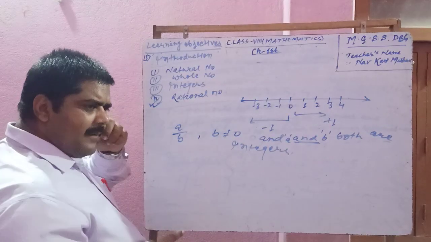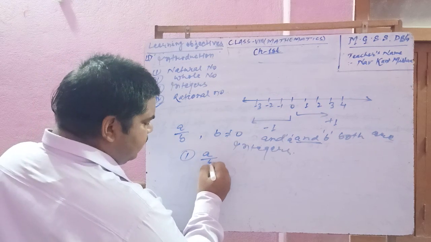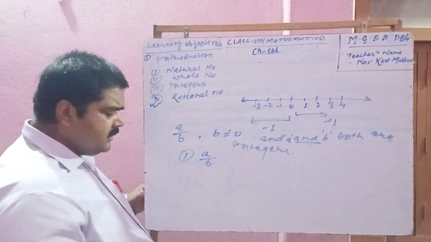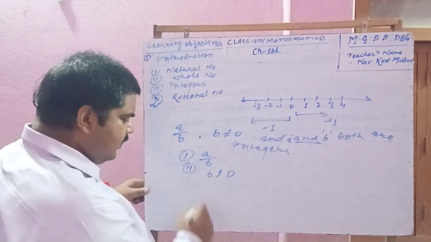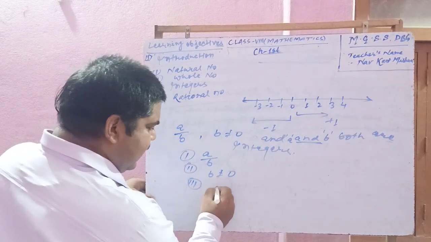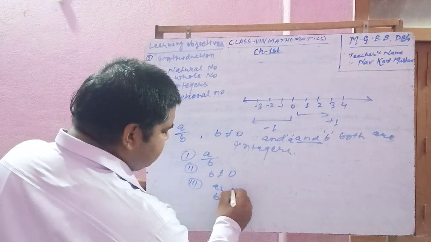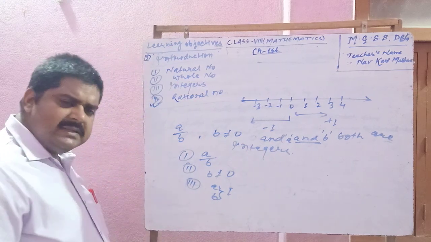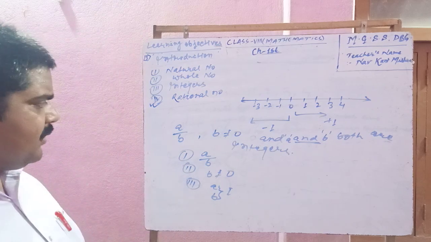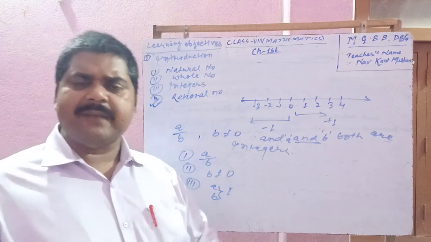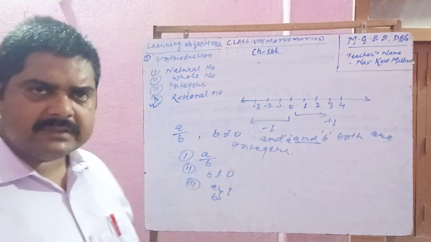My dear students, you have to just keep three things in mind. First, a rational number must be in the form of a upon b. Second, you have to put in your brain that b does not equal 0. And third, you have to keep in mind that a and b both are integers. Now these integers can be either positive or negative, and this is why there are two different types of rational numbers, either positive rational numbers or negative rational numbers.